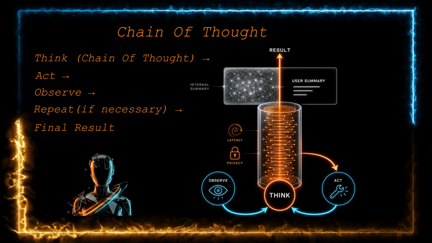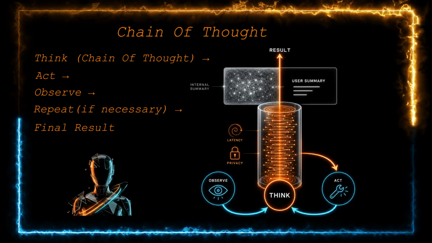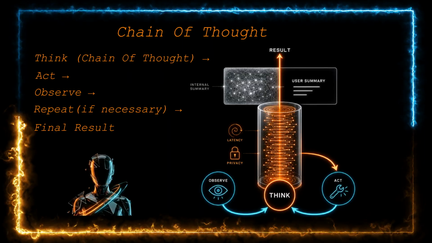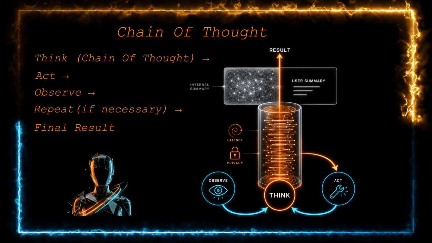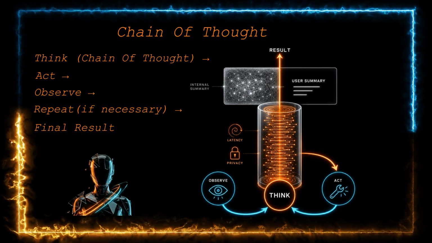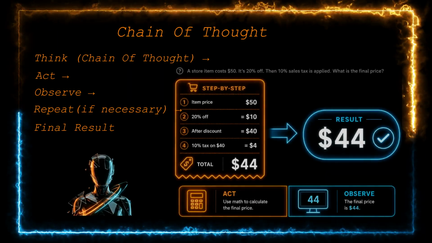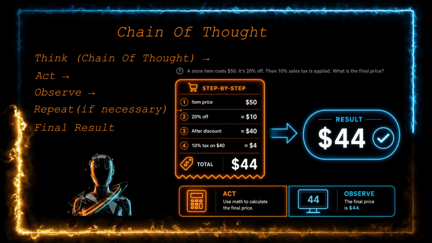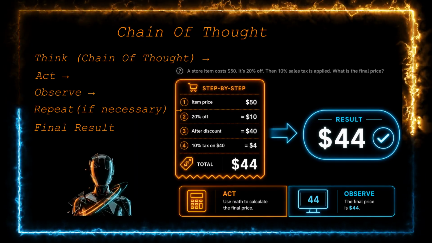In many production systems, you do not want to expose or store raw chain of thought. Instead, you may show a short summary of reasoning while keeping internal reasoning hidden. So the practical idea is, use stronger reasoning when the task is hard, but do not expose every internal thought to the user. Example: a store gives 20% discount on a $50 item, then adds 10% tax. What is the final price?